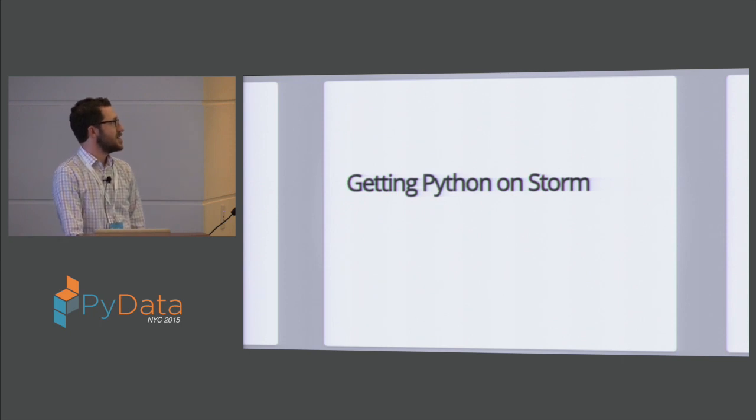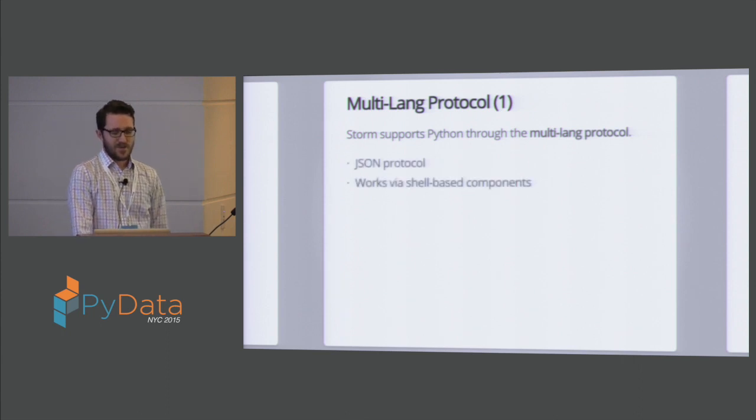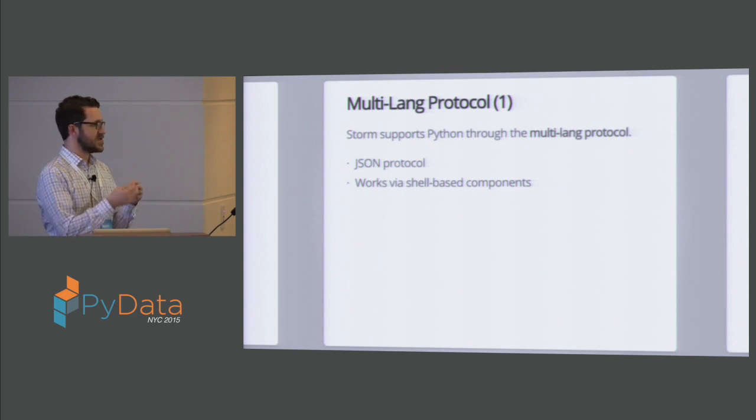So to actually get Python on Storm, we had to implement something called the multi-lang protocol. It is basically a simple JSON protocol that works via these shell-based components. So in the Java end, there's a thing called a shell spout and a shell bolt that Java has running that keep a pipe open to a Python subprocess. And so they just keep talking. They send messages to each other.